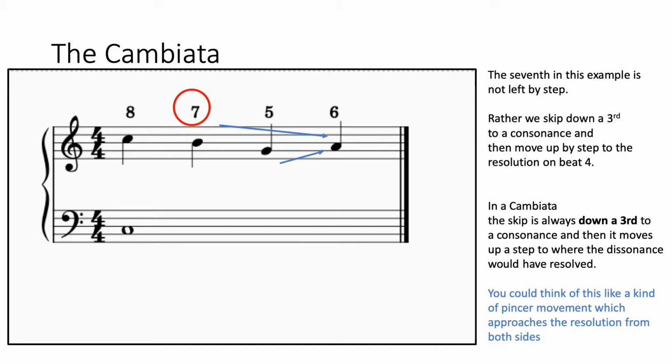We skip down a third to a consonance. It's just worth bearing that in mind, so you can't skip to another dissonance. And then we move up a step to the note where we would have usually resolved that dissonance on the second beat. That's the Cambiata. That's what it looks like.